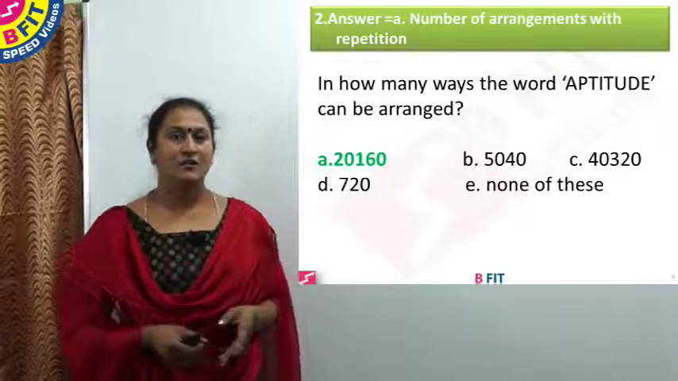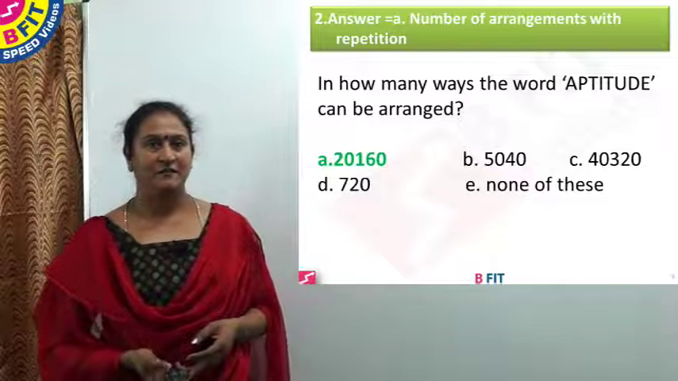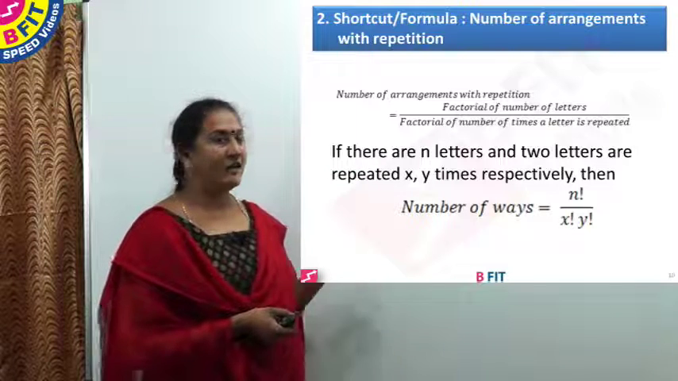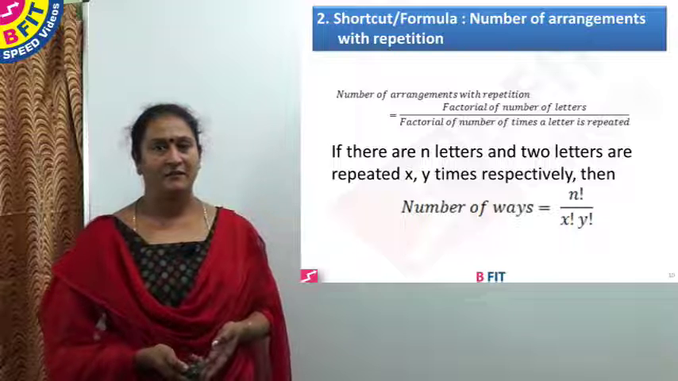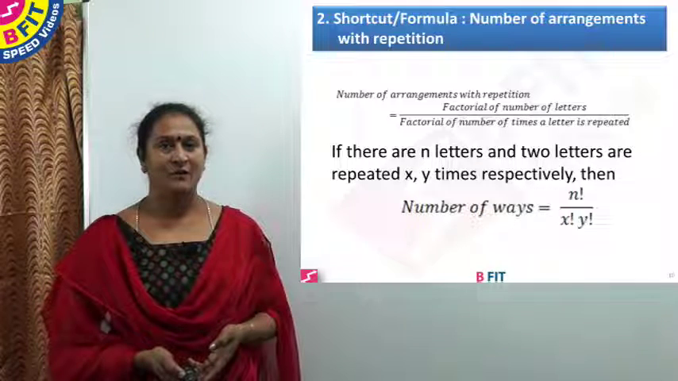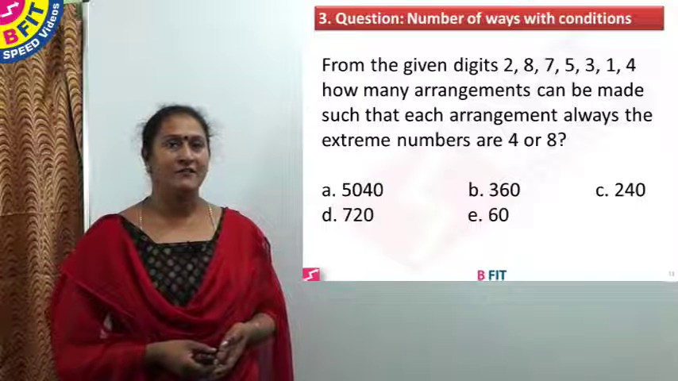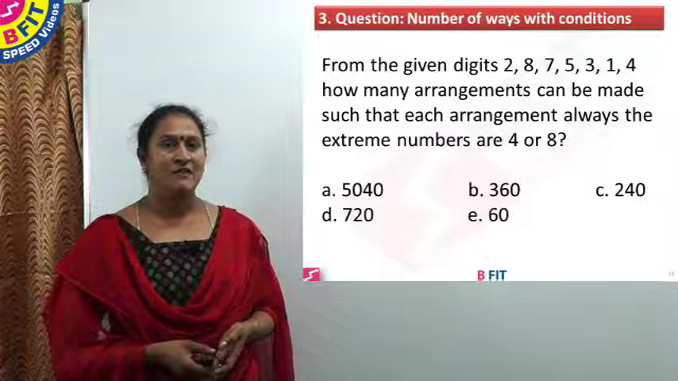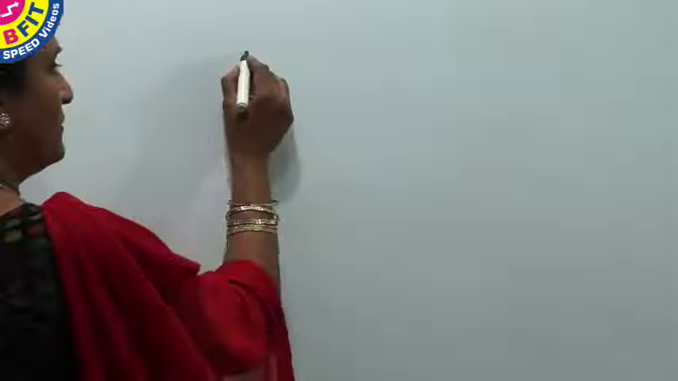The answer for question number 2 is option A, 20,160. And the working is here. Find the number of letters in the word, divided by the factorial of the number of times a letter is repeated. So we'll see the next question, question number 3. From the given digits 2, 8, 7, 5, 3, 1, 4, how many arrangements can be made such that each arrangement always starts or ends with 4 and 8? So we'll see the working.